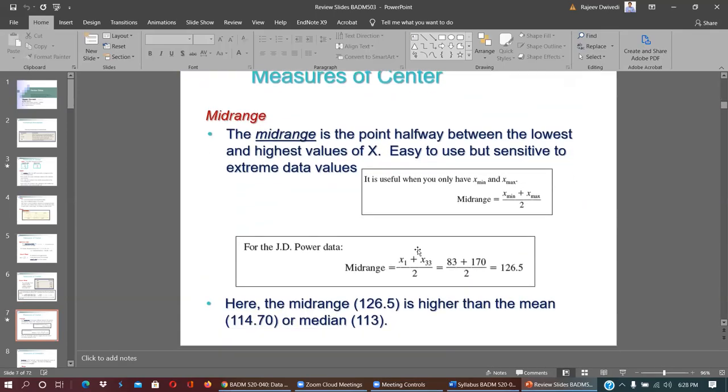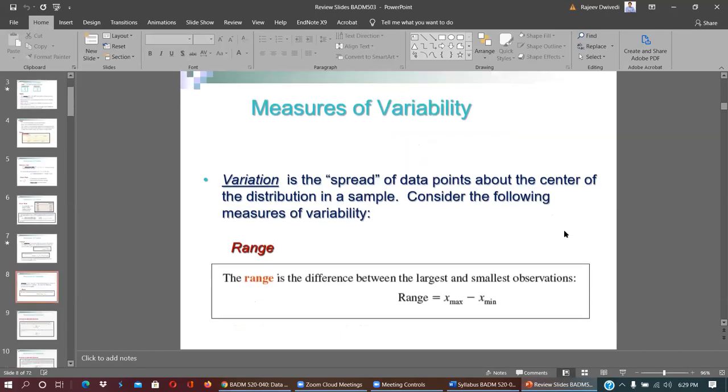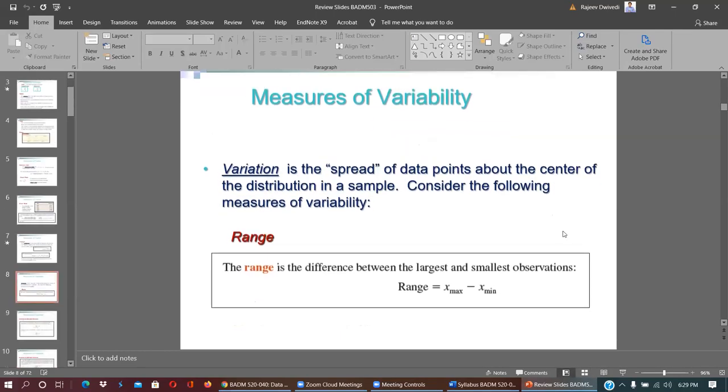Mid-range is the middle point of upper and lower: minimum value plus maximum value divided by 2, that is mid-range. Range is highest to lowest value. So that is a range.